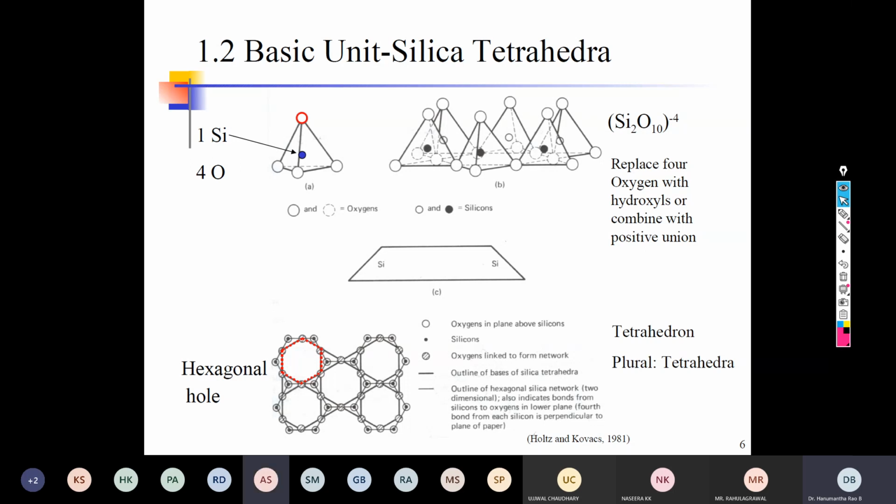Sir, it is neutral. Yes, sir. If it is neutral, then this seat is wrong. Sir, the upper one is neutral and the lower one is not neutral. Only 2 electrons are shared in lower oxygen.